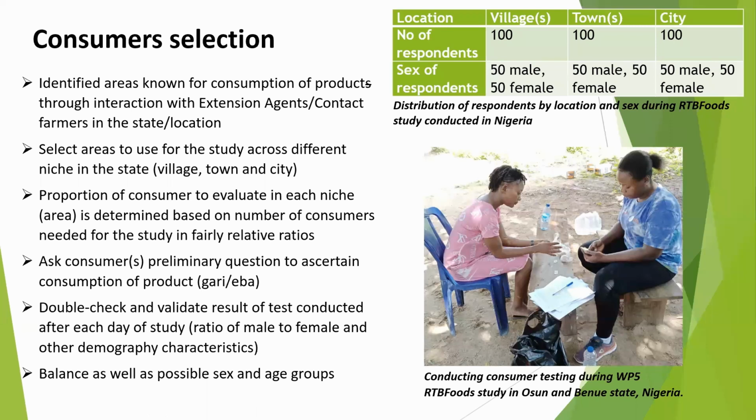When we get to a community, before we allow anyone to participate, we ask preliminary questions like, when last did you consume the product? How often do you consume? So that we are able to streamline those who participate, and we don't have people who are not consumers of the product participating in the evaluation. And when we finish on a daily basis, we cross-check our data to ensure that we have an equal number of males and females, as well as age groups, participating in the product testing.